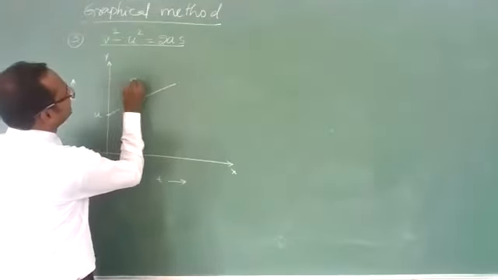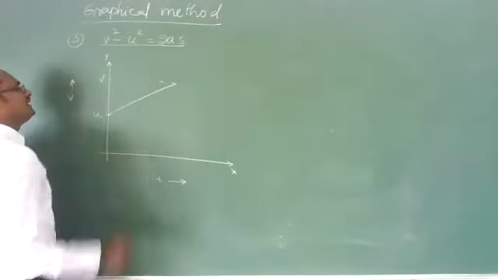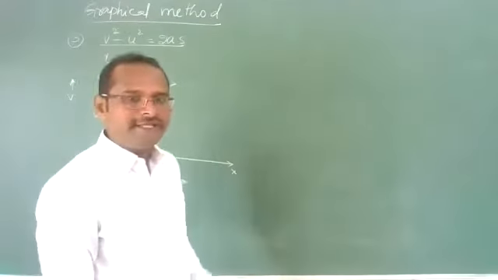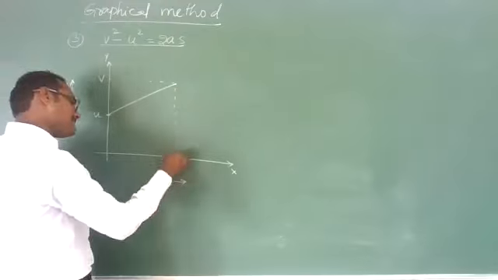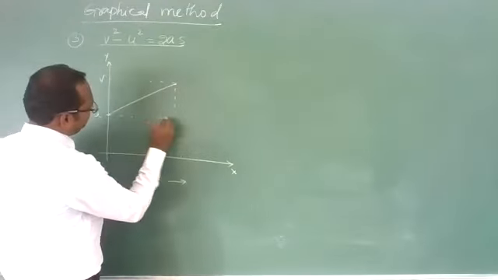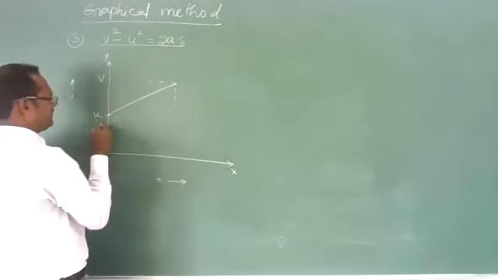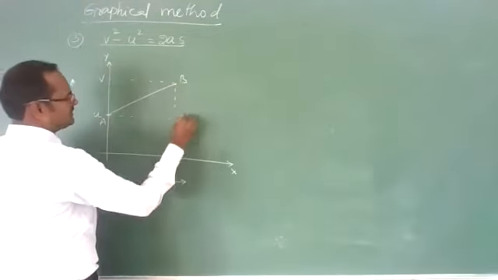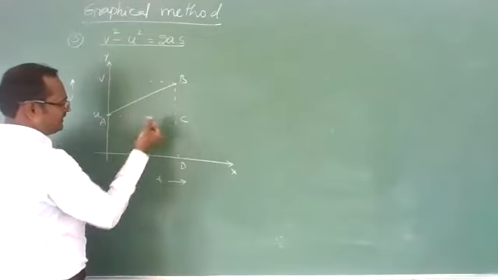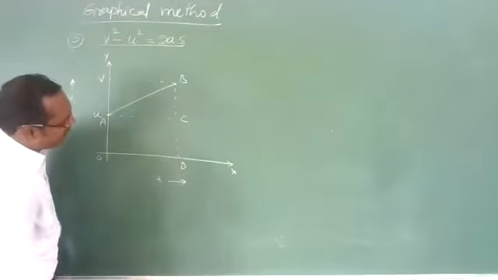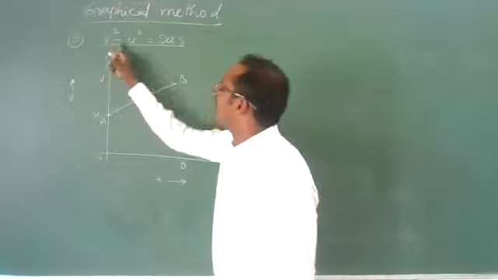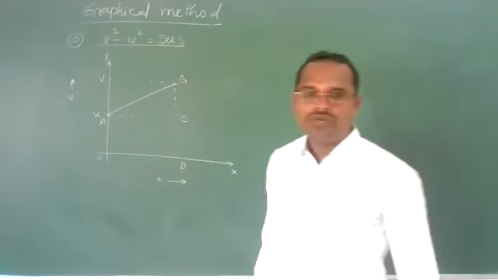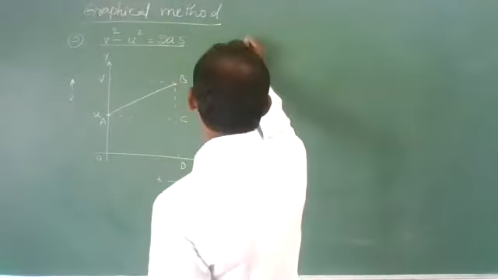Now, let us imagine this is the final velocity it is attaining. Now draw a perpendicular to this again, and draw one more perpendicular. You get A, this is B, this is C, this is D, again U. Now, what do you want? You want V square minus U square equal to 2AS.